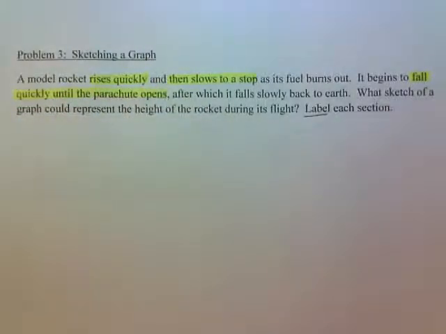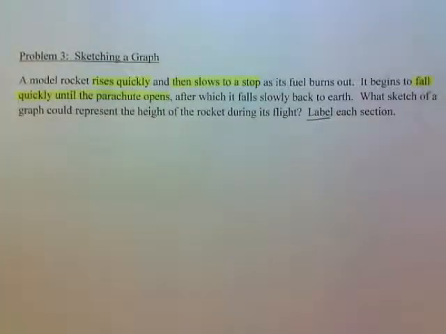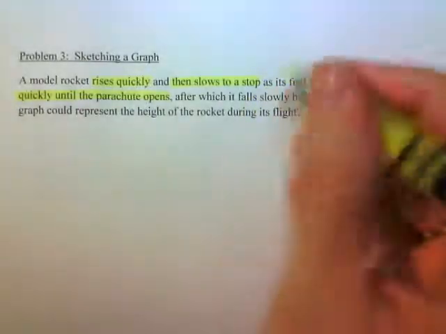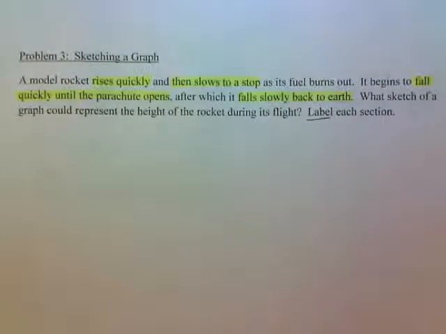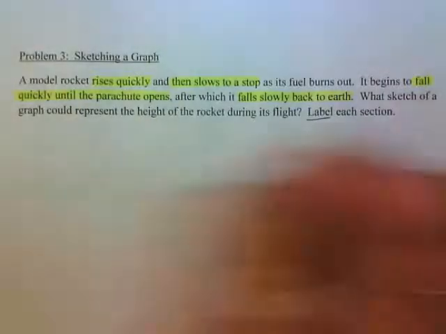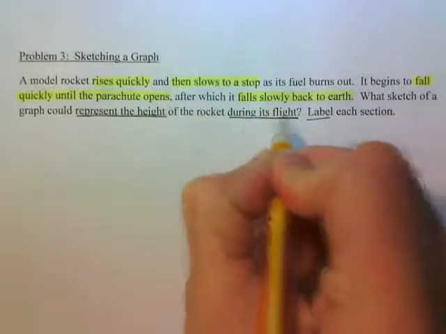If you think about this visually, if you set off a rocket, it's going up very, very quickly, and then it slows to a complete stop in the air, and then it's going to start falling back to Earth very quickly until the parachute opens. Now when the parachute opens, that's going to slow the fall. It's still going to fall to the Earth, but it's going to fall slowly. So we have to figure out what sketch would represent the height of this rocket during its flight. We want the sketch that represents the height during its flight.